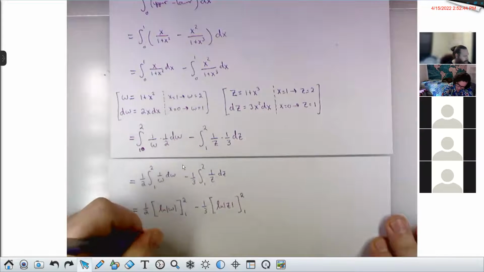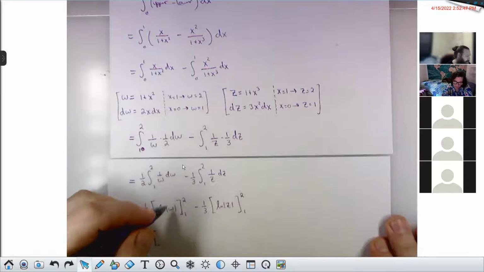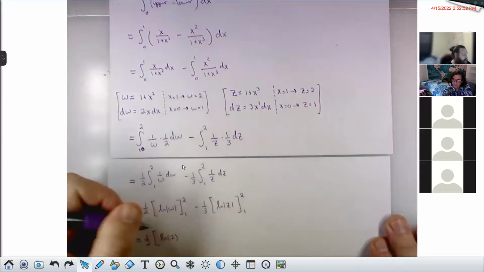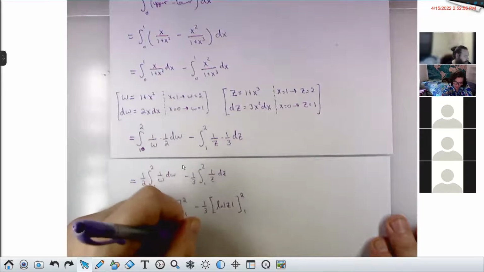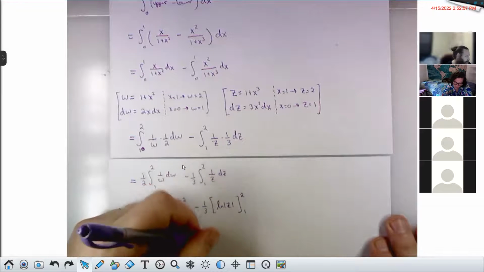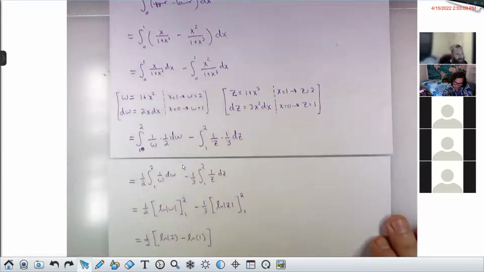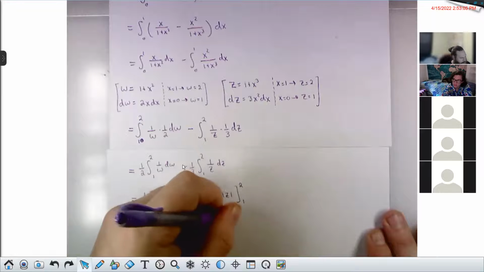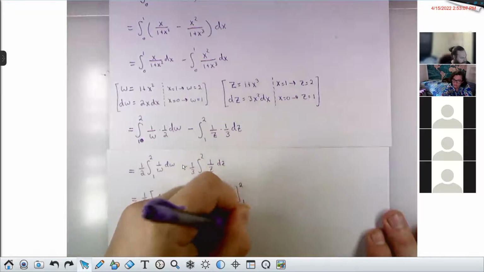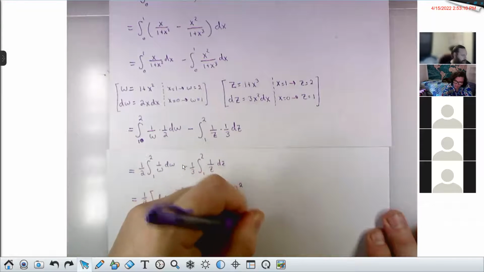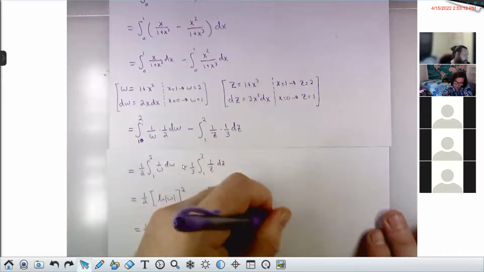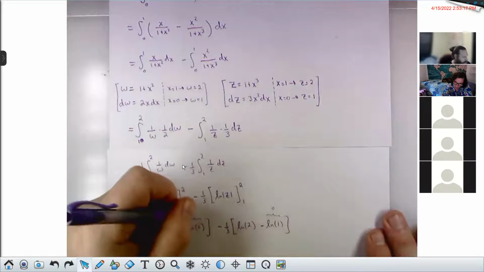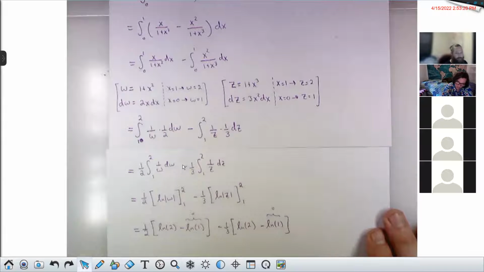So that first guy, when you plug in 2, you're going to get the natural log of the absolute value of 2. The absolute value of 2 is just 2. And we subtract what we get when we plug in the lower bound. Same sort of thing, the absolute value of 1 is 1, so the absolute values go away there. And then minus 1/3, exactly the same sort of thing here. Natural log absolute value of 2 is 2. Minus natural log absolute value of 1 is 1. Ln of 1 is 0. So those go away.